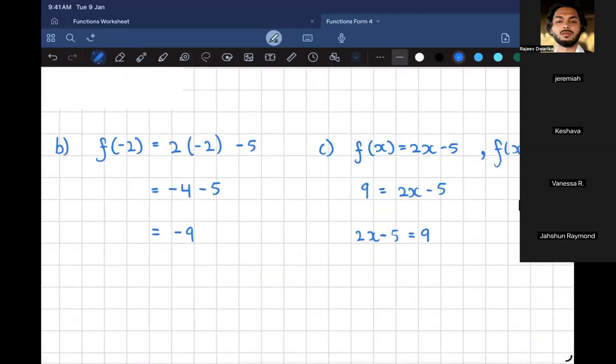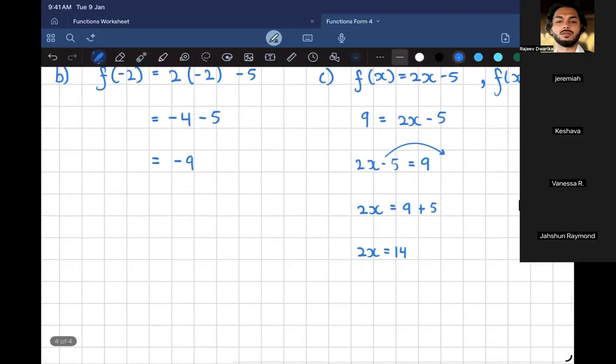Now I want to find x. So the first thing I'm going to do is move across negative 5. If I move across negative 5, it turns into 2x is equal to 9 plus 5. What's 9 plus 5? 14. Right? And I want to find 1x.